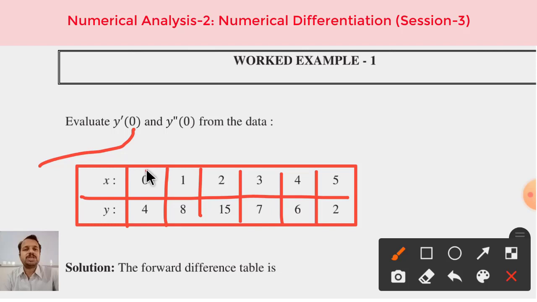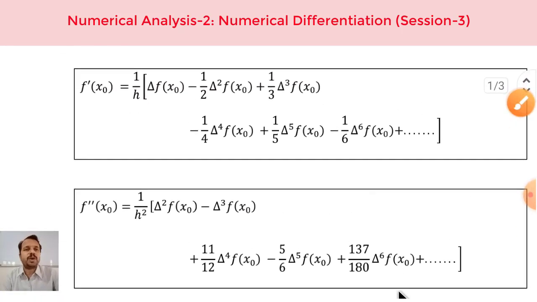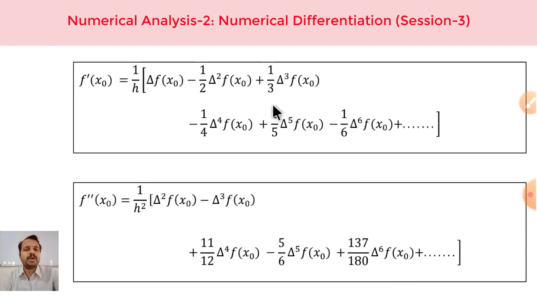So this is the initial point, this is x naught. So at this x naught we are moving to find the derivatives. There is a first order derivative and the second order derivative. The thing is very simple. The two formulae we are having, here are the two formulae. These two formulae we will be using.